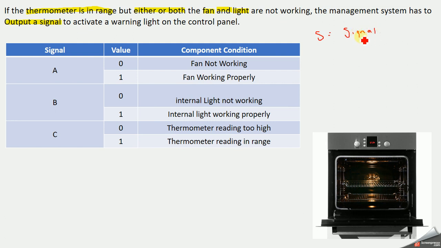Now we've already been given the letters for fan, which is A, so let's just put it here. Light, which is B, and thermometer, which is C. And I'll just go with TH. So, the thermometer has to be in range. And this but will be an and.